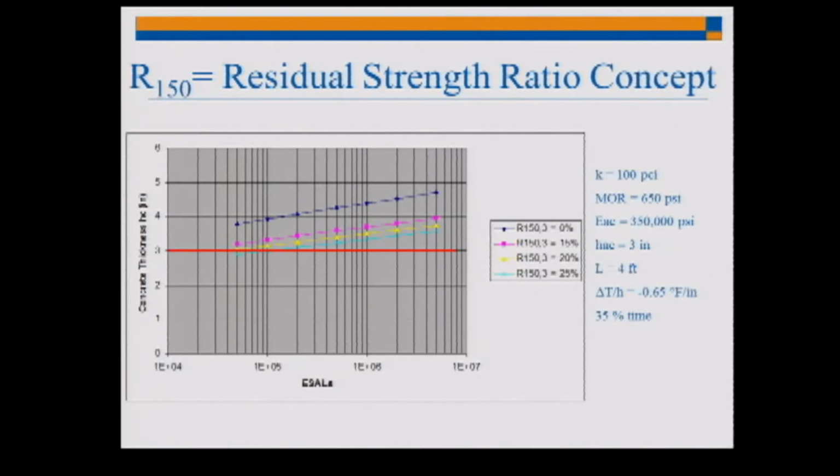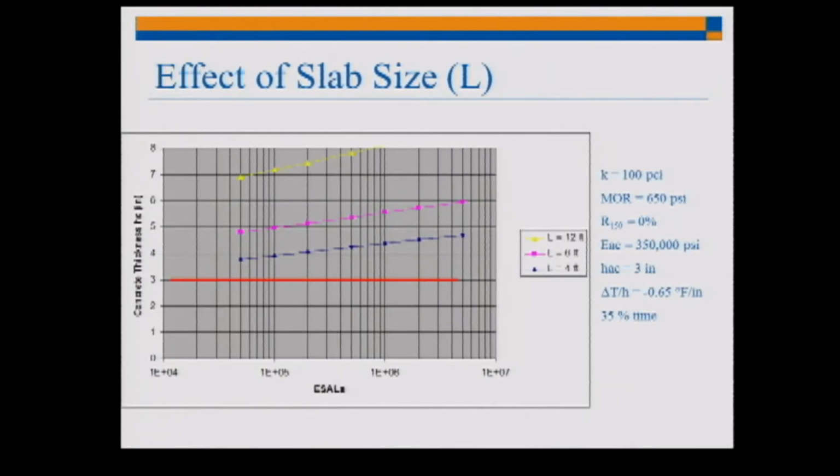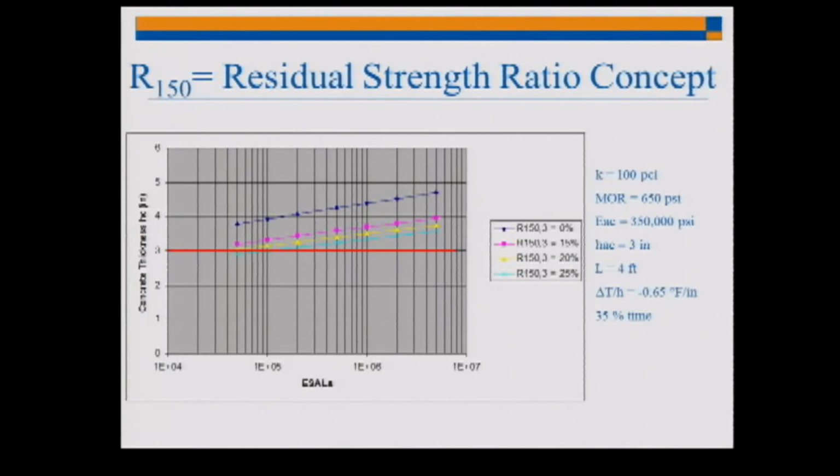Now, this just shows the graph, the effect of fibers. So if I don't add fibers, here's my thickness versus traffic. If I add, let's say, a little bit of fibers here, this is not very many fibers. 25% residual strength is about 2.5 kilograms per meter cubed. You can see the reduction in thickness. You get about an inch reduction if you add about 2.5 to 3 kilograms per meter cubed.